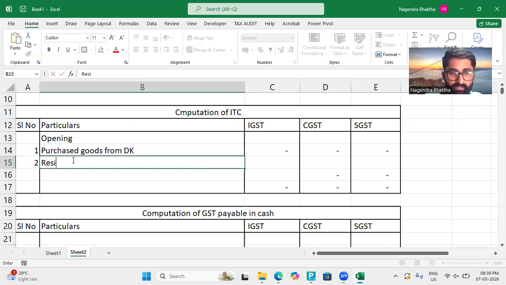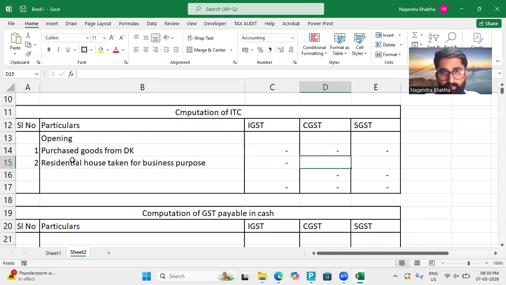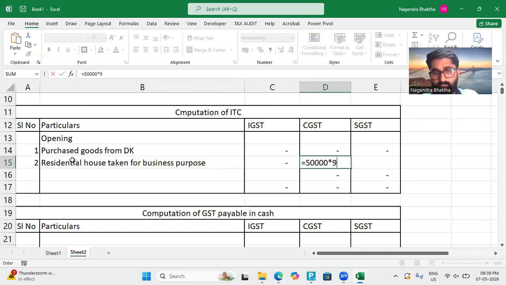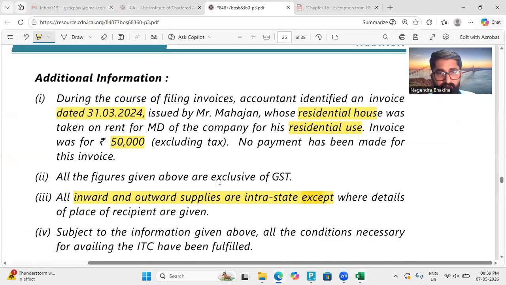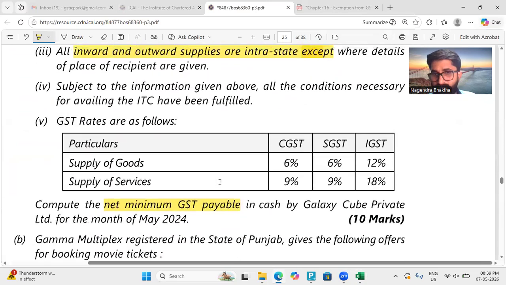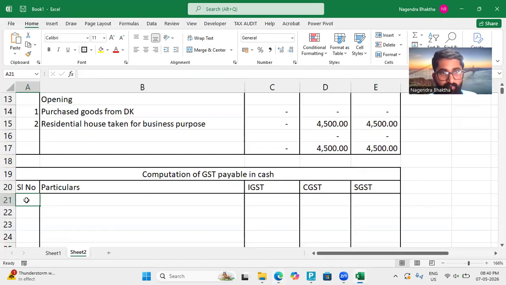Residential house taken for business purpose. So IGST 0, CGST is equal to 50,000 into 9%. So 4,500 here, 4,500 here. So this is the total ITC. Total ITC is just 4,500. See, all other informations are covered. Correct. Now, calculation of OTL.